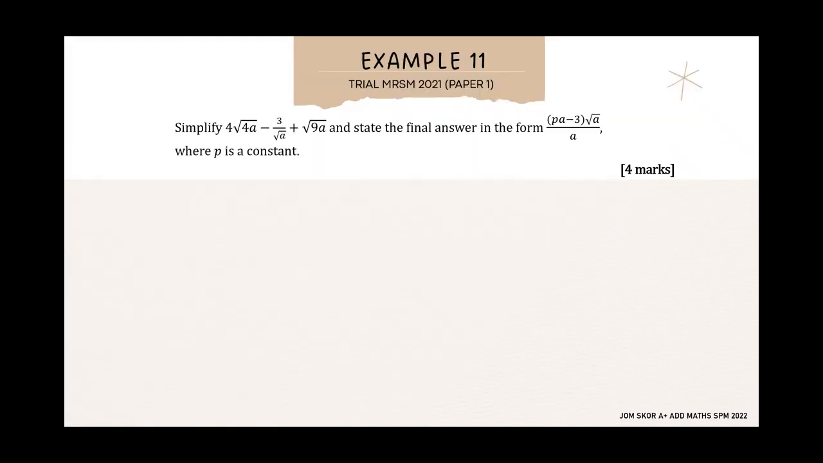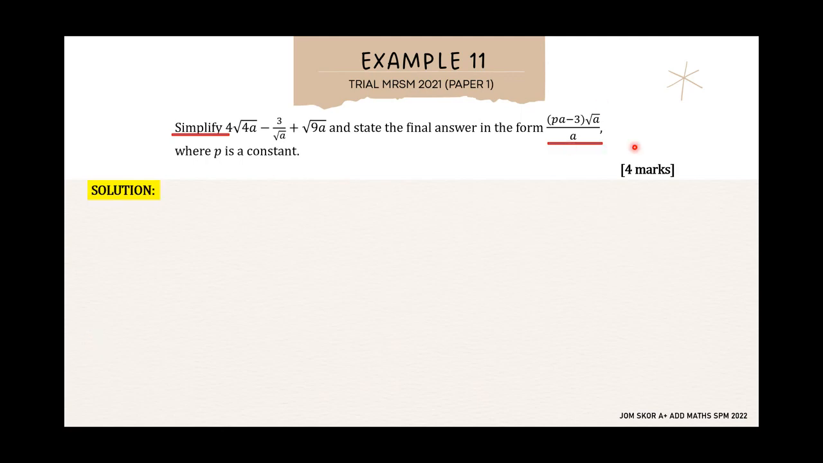Simplify 4 square root of 4a minus 3 over square root of a plus square root of 9a, and state the final answer in the form (pa minus 3) multiplied by square root of a, over a, where p is a constant. Okay, dia dah cakap dah. Jawapan akhir awak mesti dalam bentuk ini. Tak boleh dalam bentuk lain. Okay, mesti dalam bentuk ini.